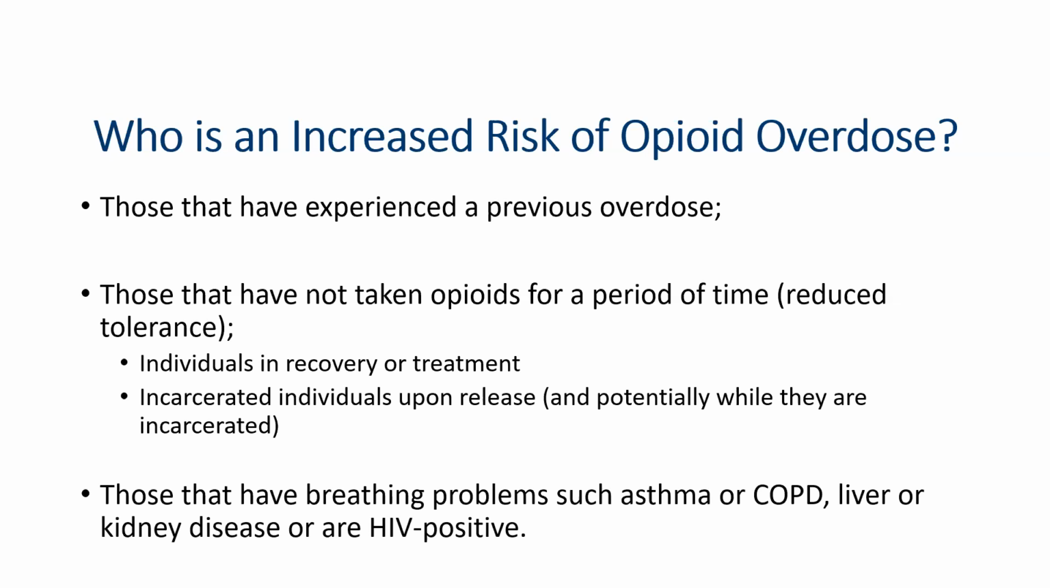And then the last thing is anybody that has certain medical conditions that could increase risk, particularly asthma or COPD, since we know not breathing is what ultimately kills somebody with an opioid overdose, and liver or kidney disease, because that is where the drugs are processed through.